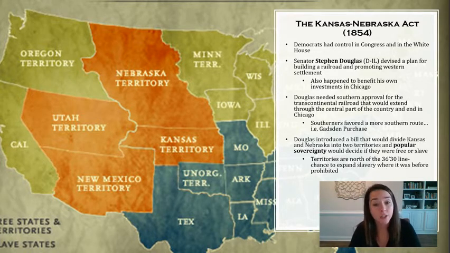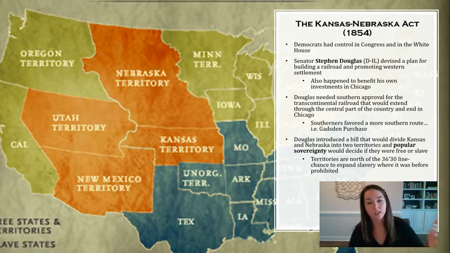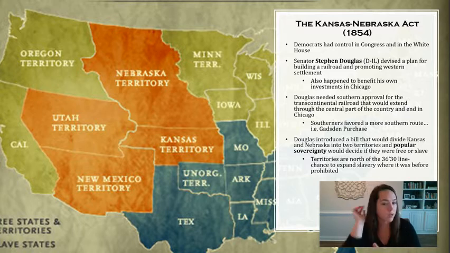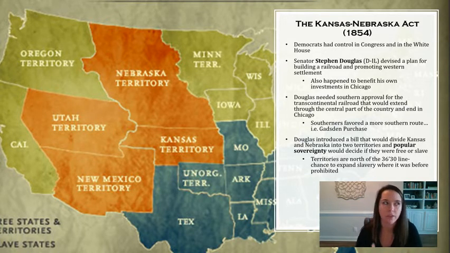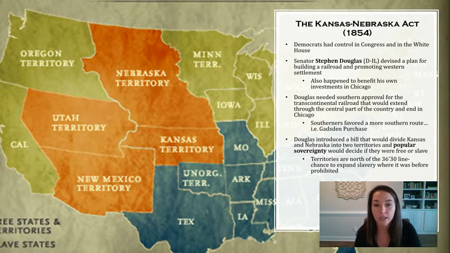And Senator Stephen Douglas, who is from Illinois, we'll talk a lot more about him, basically wants to build a railroad that connects California to the eastern market. So basically with a hub in Chicago. And that's why a lot of people think of Chicago with railroads. And it's for sure because of Stephen Douglas.